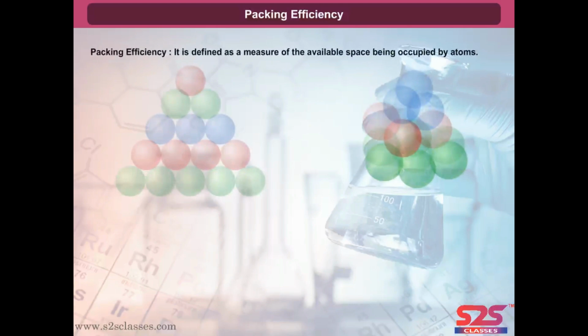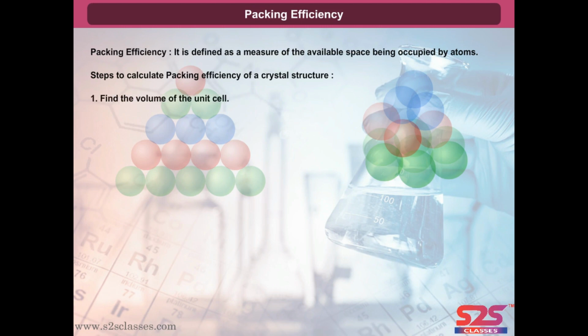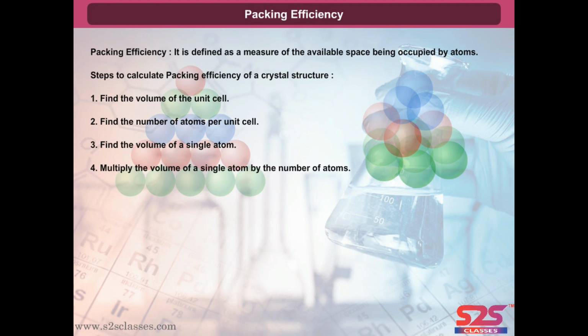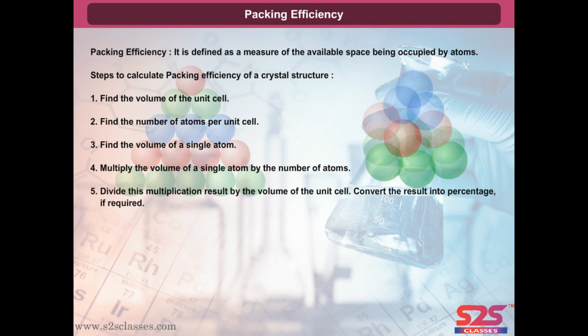Packing efficiency. It is defined as a measure of the available space being occupied by atoms. Steps to calculate packing efficiency of a crystal structure. First, find the volume of the unit cell. Second, find the number of atoms per unit cell. Third, find the volume of a single atom. Fourth, multiply the volume of a single atom by the number of atoms. Fifth, divide this multiplication result by the volume of the unit cell. Convert the result into percentage if required.